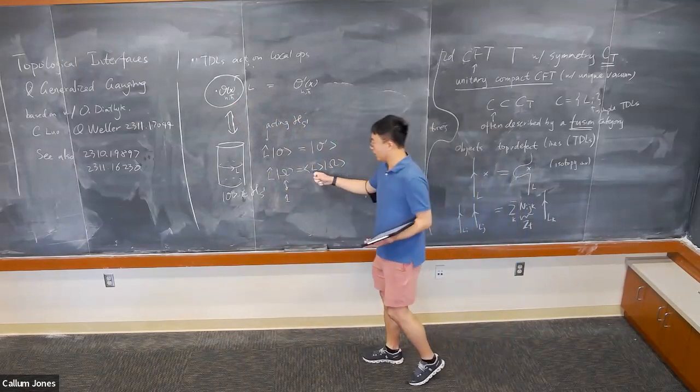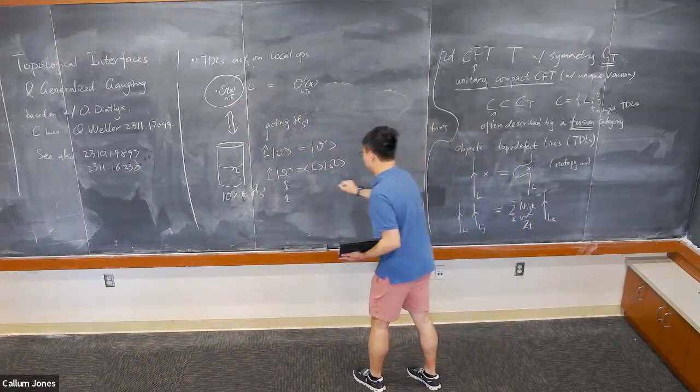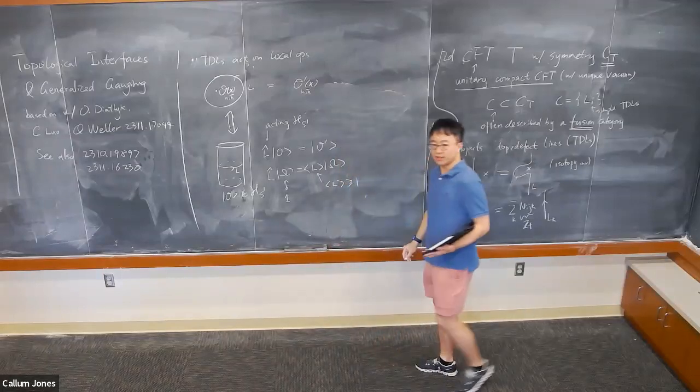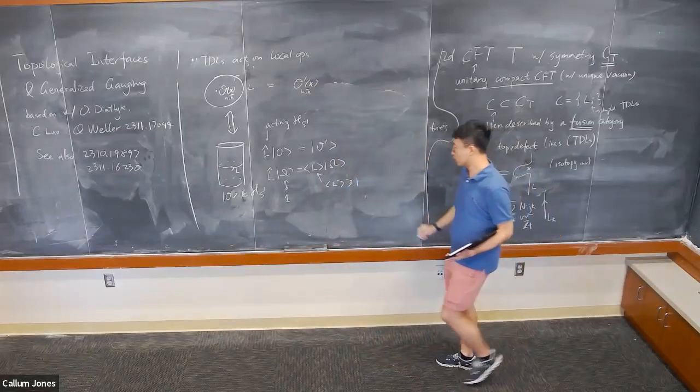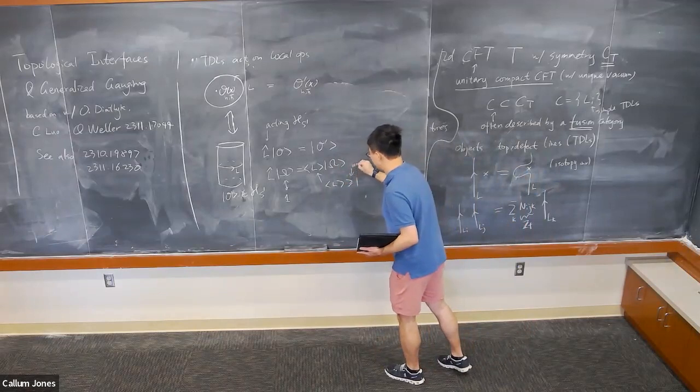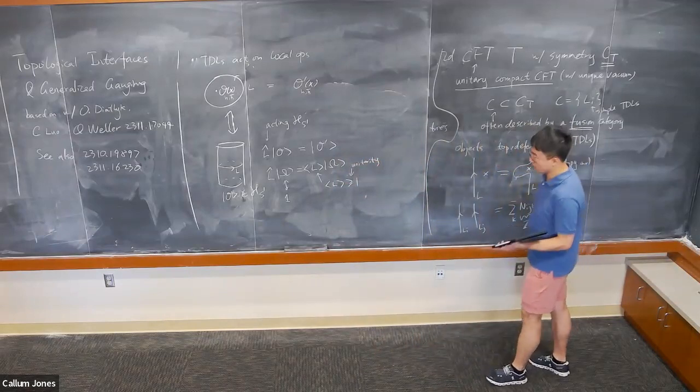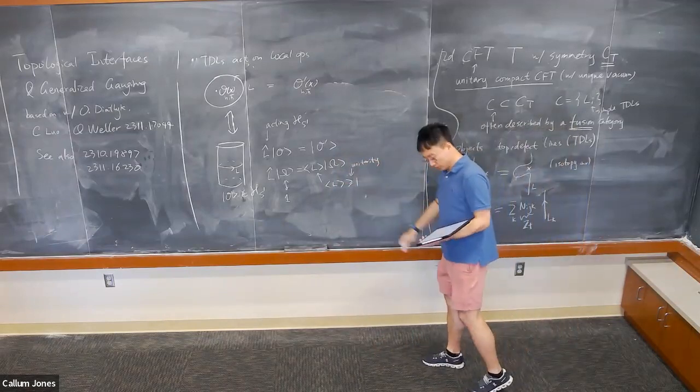And this number has the following property. It has to be bounded from below by 1. That's a consequence of unitarity. So this is already a property that doesn't hold in the non-unitary context, even in the vanilla non-unitary CFTs like the Yang-Lee models.